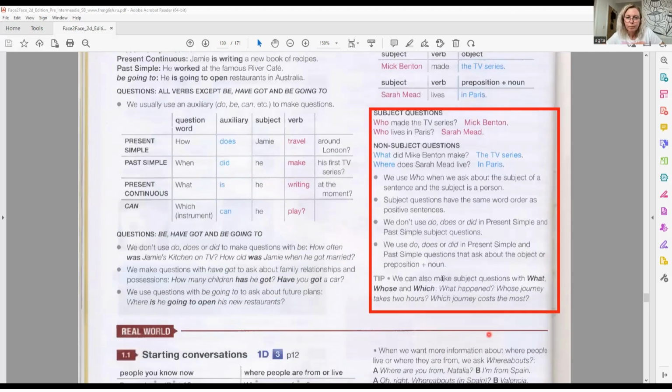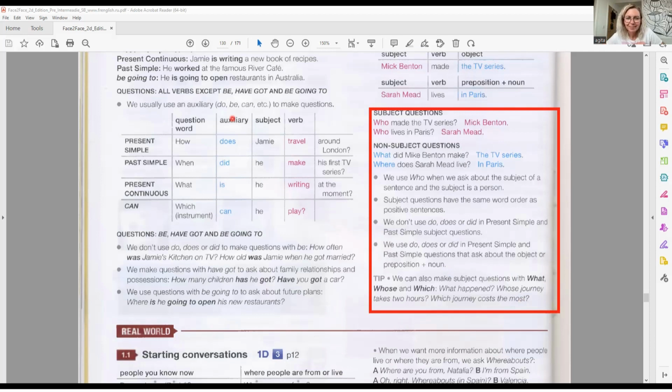All right. We can also make subject questions with what, whose, and which. What happened? Whose journey takes 2 hours? So we use whose journey. We still want to know who. Which journey cost the most? The one to Paris, right? Because remember, our subject questions are going to bring out the subject of what we're talking about. Okay?